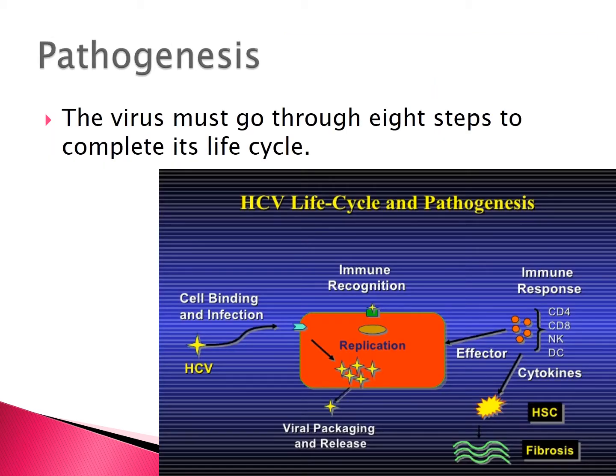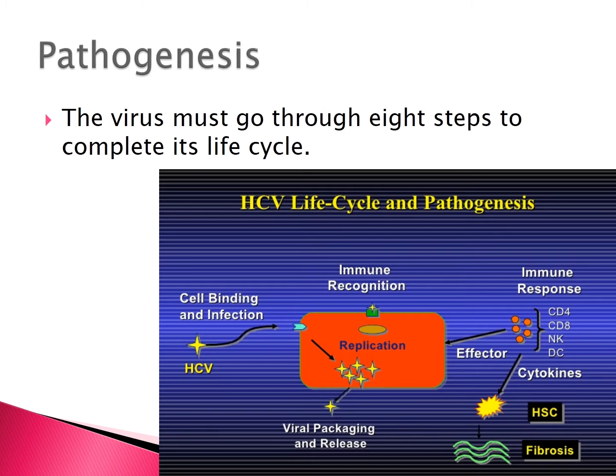Pathogenesis. The virus must go through 8 steps to complete its life cycle. The first step involves the virus locating and attaching itself to a liver cell. Once the virus attaches to a liver cell, it goes through several steps in the cell until it reaches the final step, which is a newly formed virus that travels to inside the plasma membrane and attaches to it.